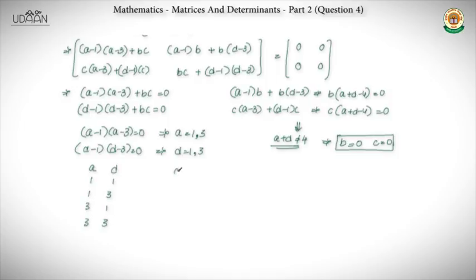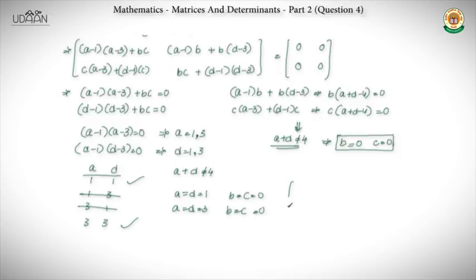But we were doing it under the assumption that A plus D is not equal to 4. That means A plus D can't be 4. So 4 possibilities were there, but since we assume that A plus D is not equal to 4, 2 possibilities are eliminated. Those two are A equal to D equal to 1 when B and C are 0, and the other case A equal to D equal to 3 when B equal to C equal to 0.